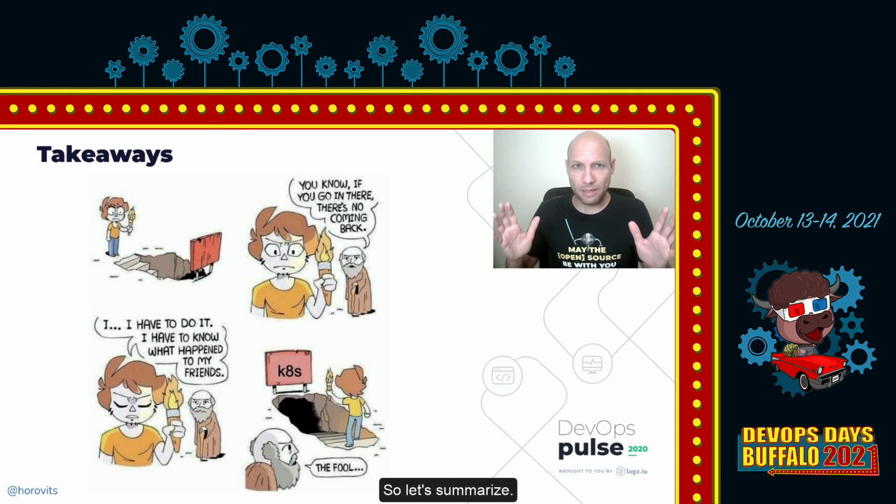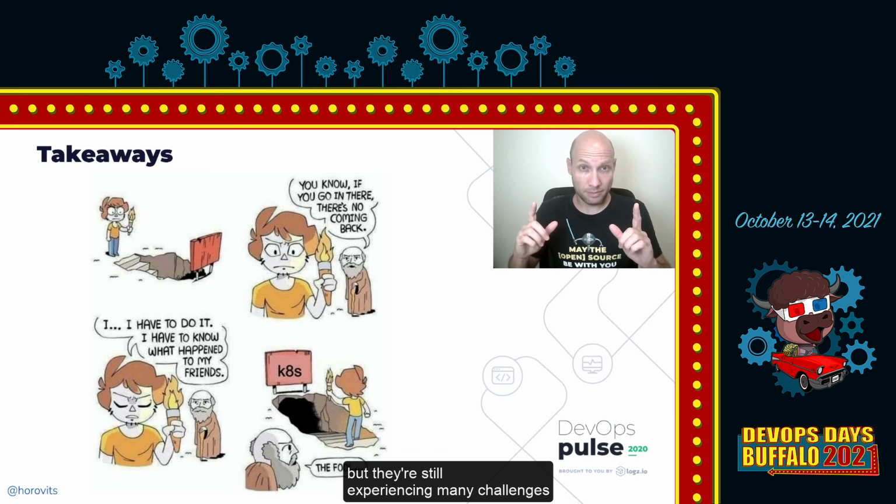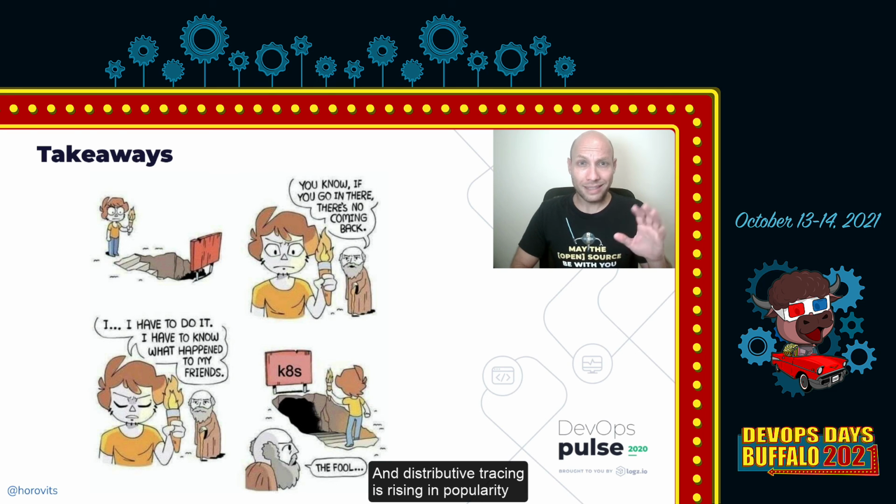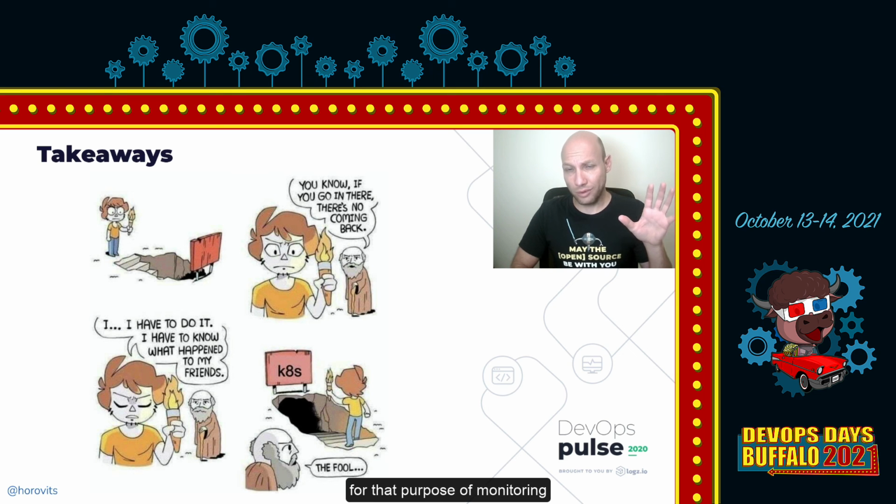So let's summarize. Everyone's moving their workloads to containers and Kubernetes, but they're still experiencing many challenges operating Kubernetes in production, with monitoring and troubleshooting being the top challenge, 44%, and distributed tracing is rising in popularity for that purpose of monitoring and troubleshooting microservices.